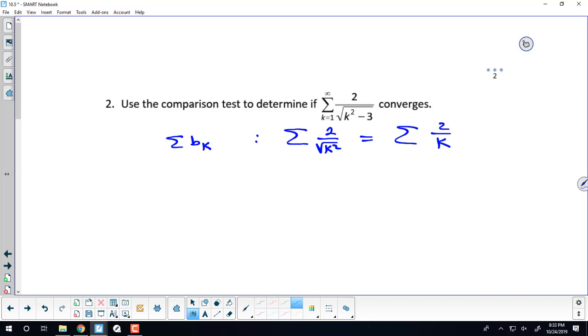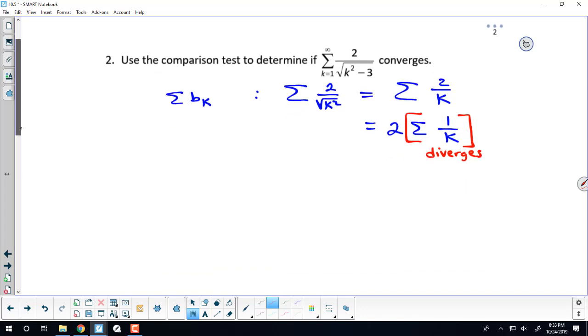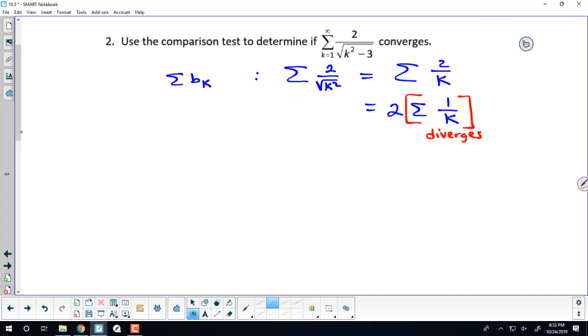It diverges, because 2 over k is 2 times the series of 1 over k, and we know that this diverges because it's the harmonic series. 2 times a divergent series still diverges. So the series we've chosen is a divergent series. We just worked the 2 over the square root of k squared down so we could determine a little easier if it converged or diverged. However, when we go to make a direct comparison, we want to use the 2 over the root k squared, because it's closer in form to what we have.